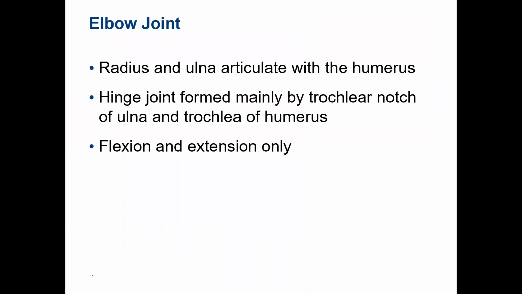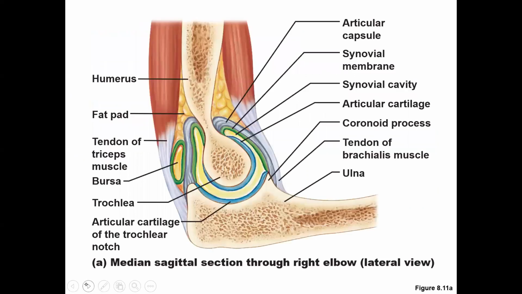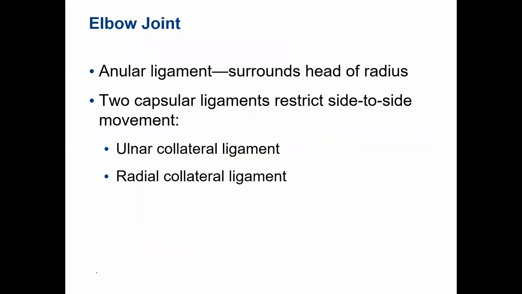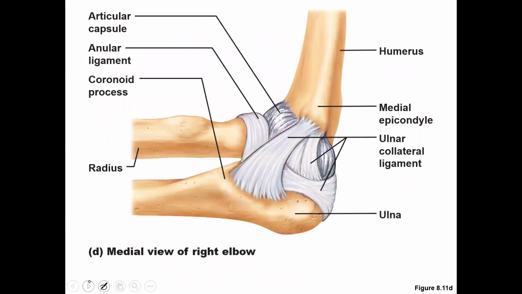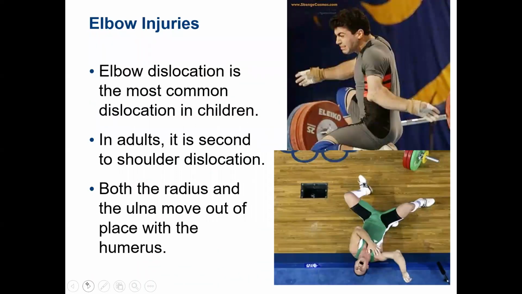The elbow, not nearly as much movement as the shoulder. So hinge joint, flexion and extension only. So there's some of the structures of the elbow. Annular ligaments, some capsular ligaments. There you go. Not nearly as much structure. The elbow is the most commonly dislocated joint in children, but here you see it in an adult.